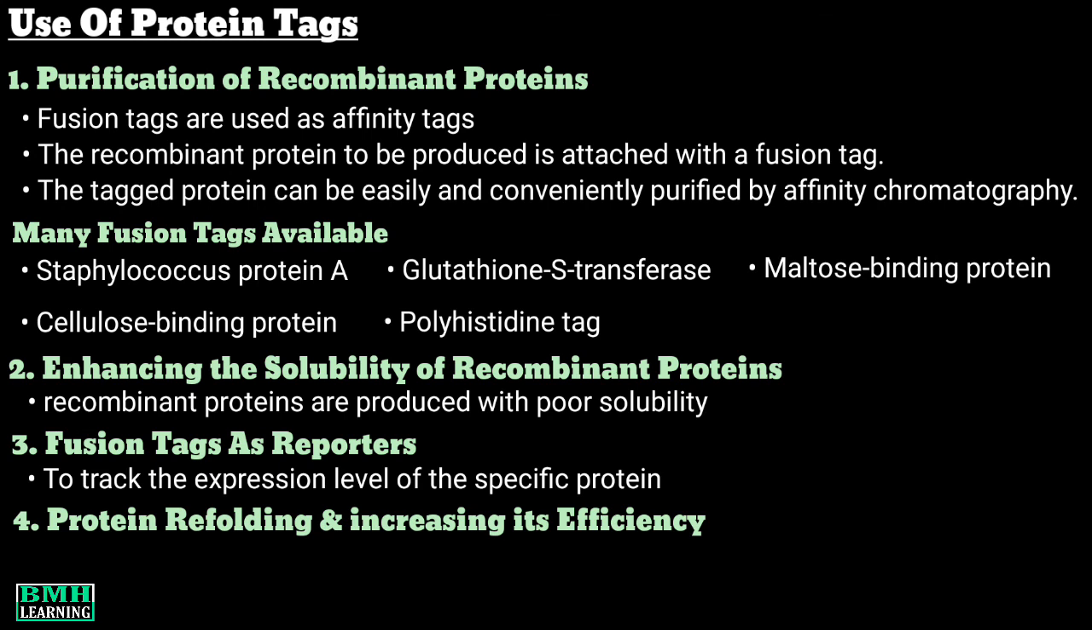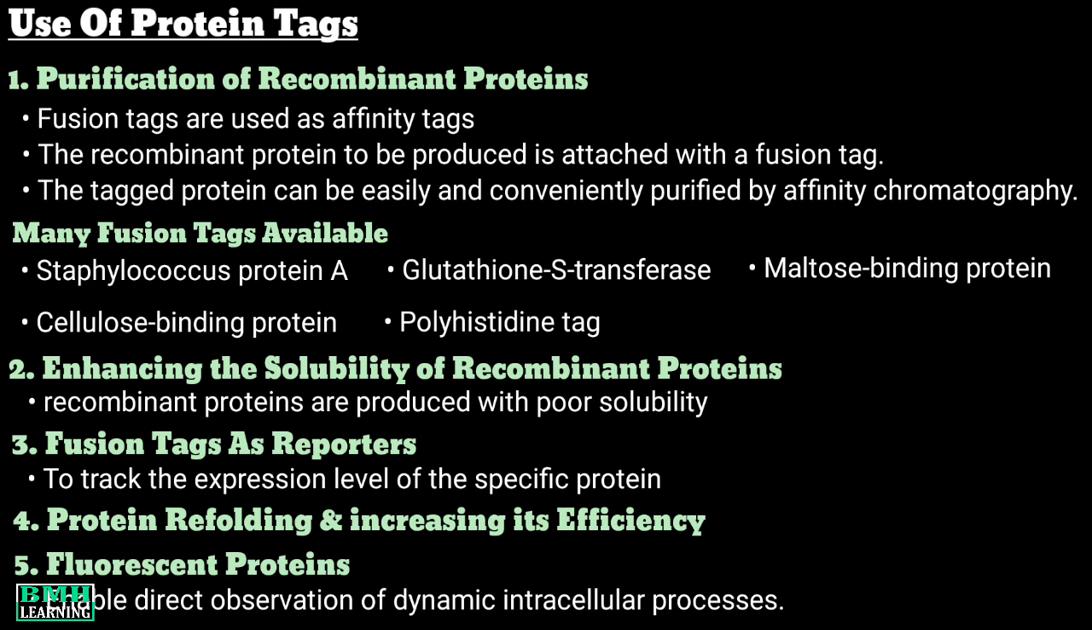Among the fusion proteins, one of the most widely used categories is called fluorescent proteins. These are green fluorescent protein, orange fluorescent protein, and yellow fluorescent protein. These fluorescent proteins enable direct observation of dynamic intracellular processes.